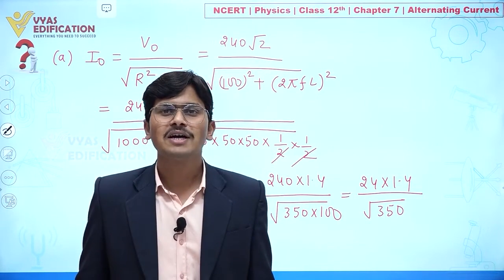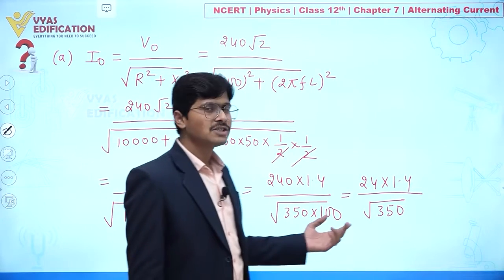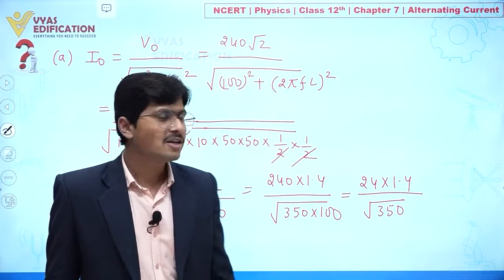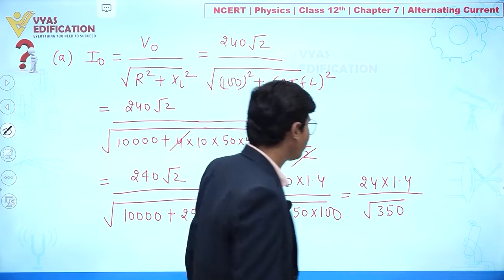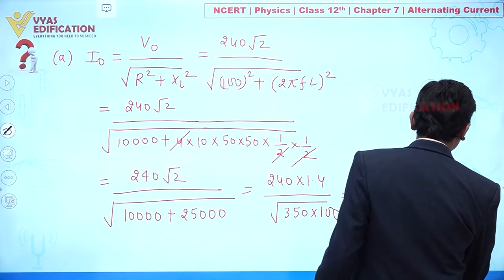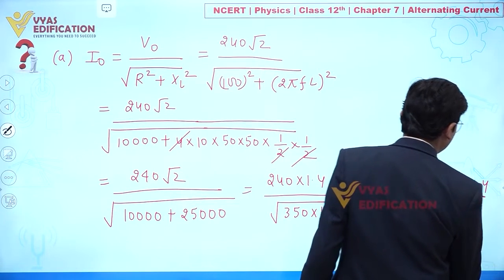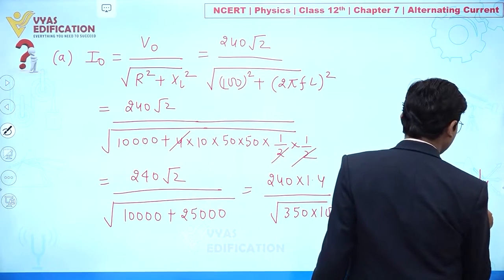324 has a square root approximately equal to 18, and for 361 we have a square root of 19. So this value definitely comes out between 18 and 19. So this is equal to 24 times 1.4 divided by, let's suppose, 18.5. So from here you can say this one and this one cancel out.